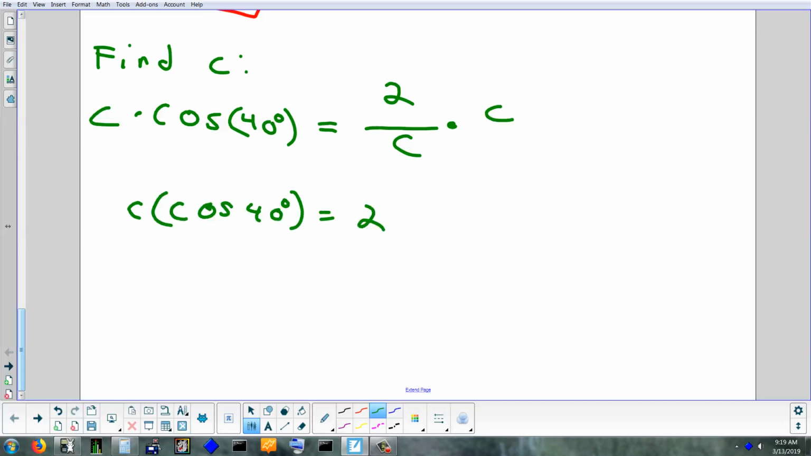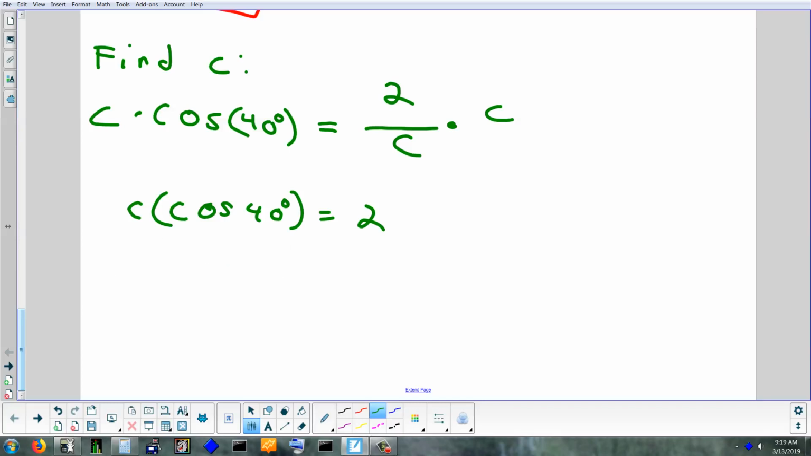So now we've got C cosine 40 equals 2. Is there multiplication on the left-hand side now? Yes, there is. That means C times the cosine of 40. And now I've got one more step. This equation is kind of like this: a letter times a number equals a number. How would we get C by itself? What would be my last step? Yep.